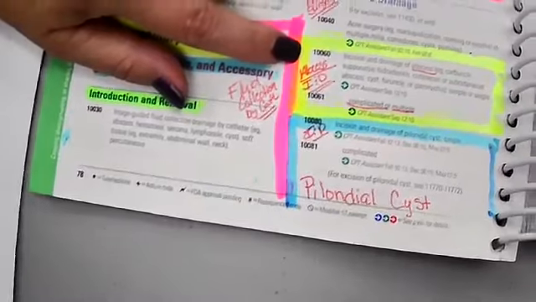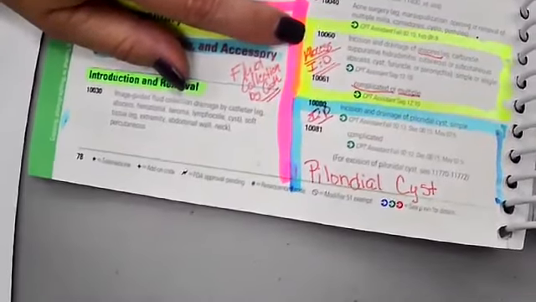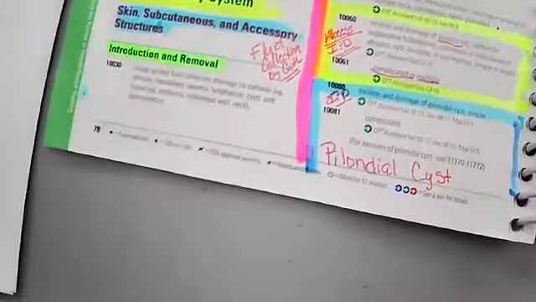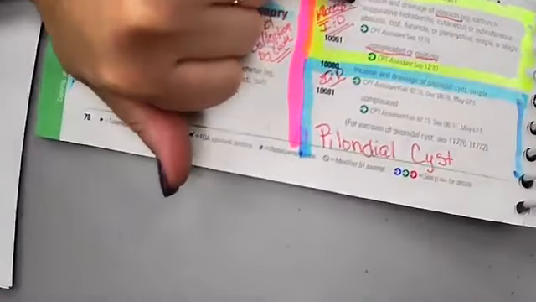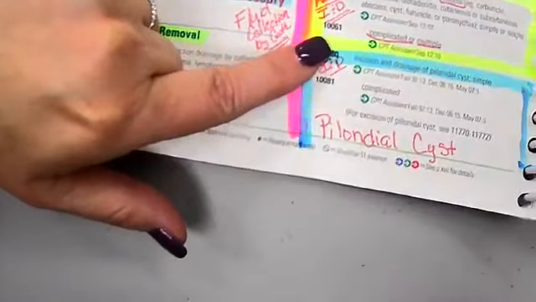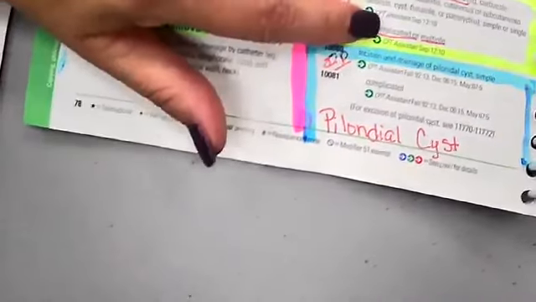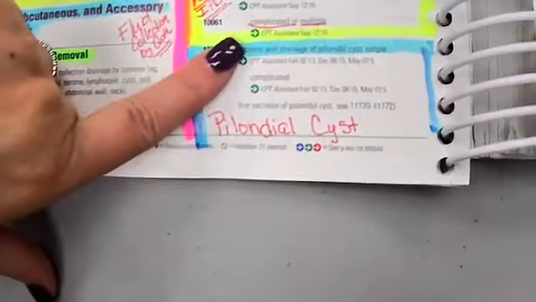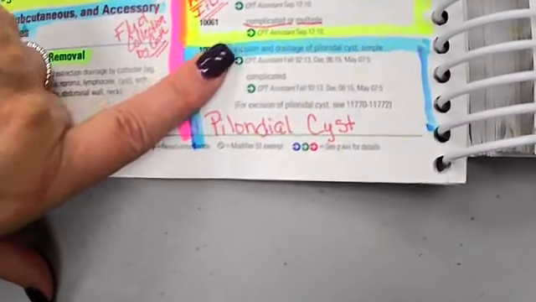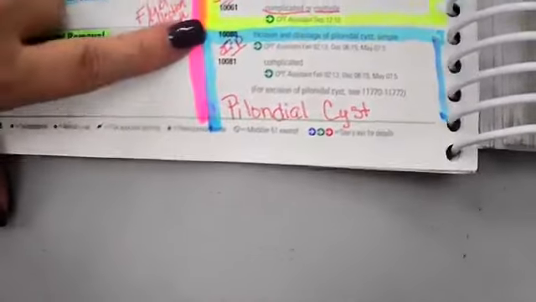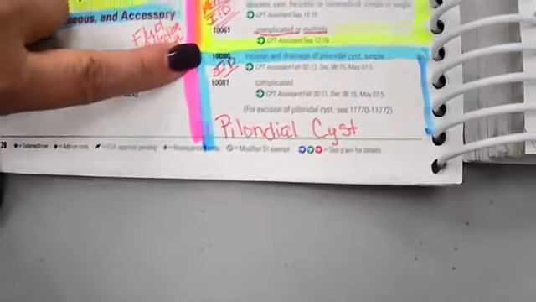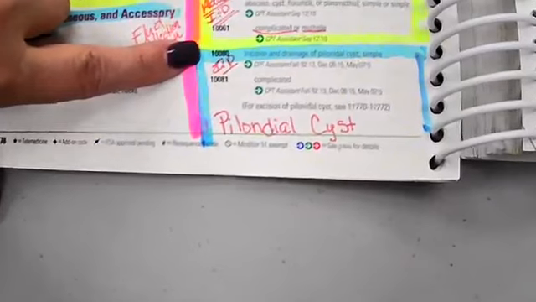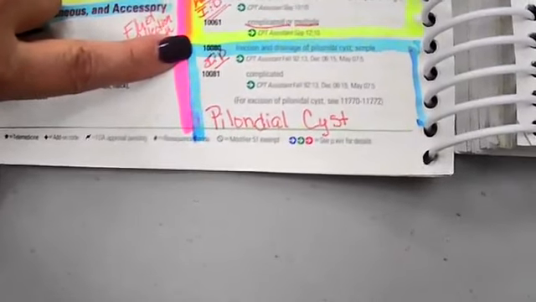So 10060, incision and drainage of abscess, and I just read what all of that included. All of these things. Then 10061 says complicated or multiple. So 60 is simple or single, and 61 is complicated or multiple. Now let's look at 10080. Incision and drainage of a pilonidal cyst, simple, and 81 is complicated.